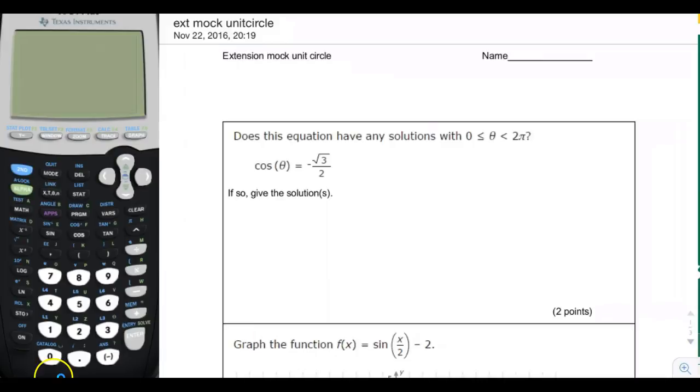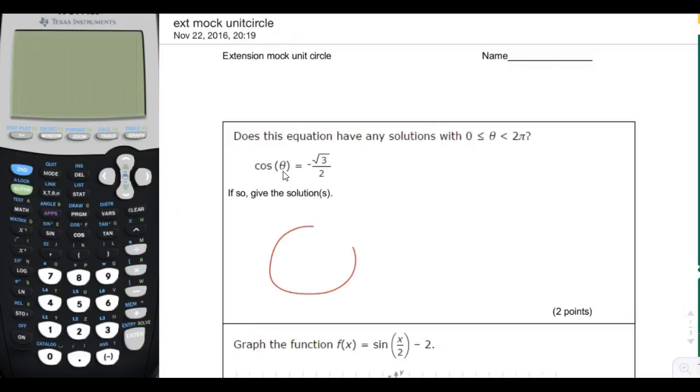Here's the explanation for the extension part of the unit circle mock. Does this equation have any solutions between theta is between 0 and 2 pi? Remember, 2 pi is 360 degrees. Remember, cosine of theta can be interpreted as the x-coordinate of the unit circle.